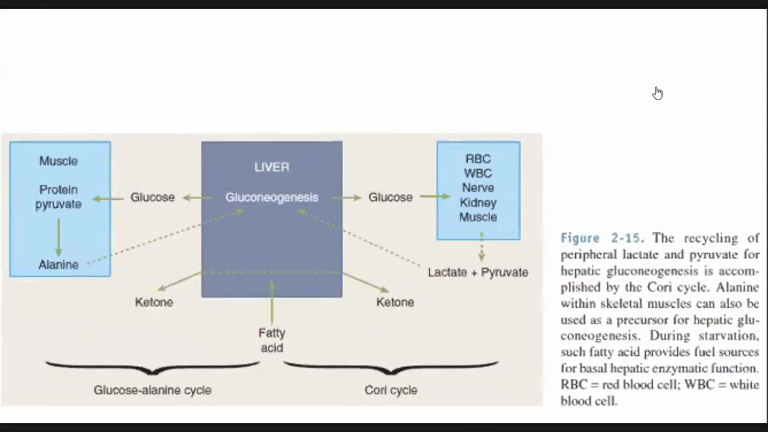So in prolonged starvation, systemic proteolysis is reduced to approximately 20 grams per day, and urinary nitrogen excretion stabilizes at levels of 2 to 5 grams per day. So there is recycling of peripheral lactate and pyruvate for hepatic gluconeogenesis using the process called the Cori cycle. Alanine within skeletal muscle can also be used as a precursor for hepatic gluconeogenesis during prolonged starvation.